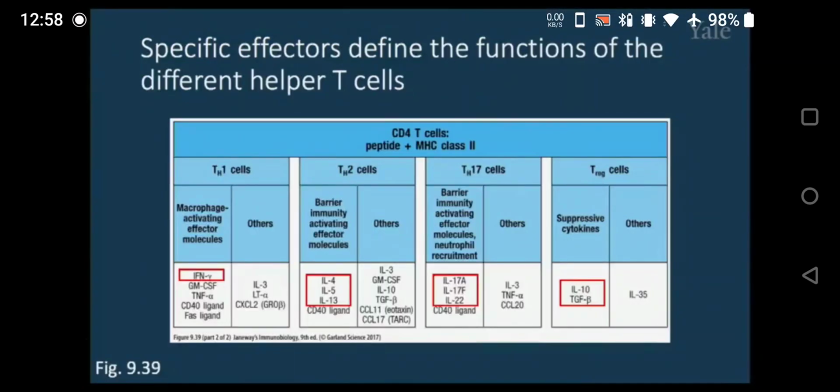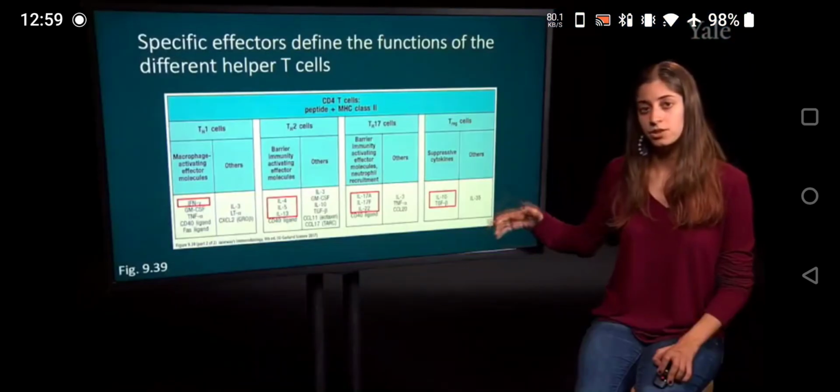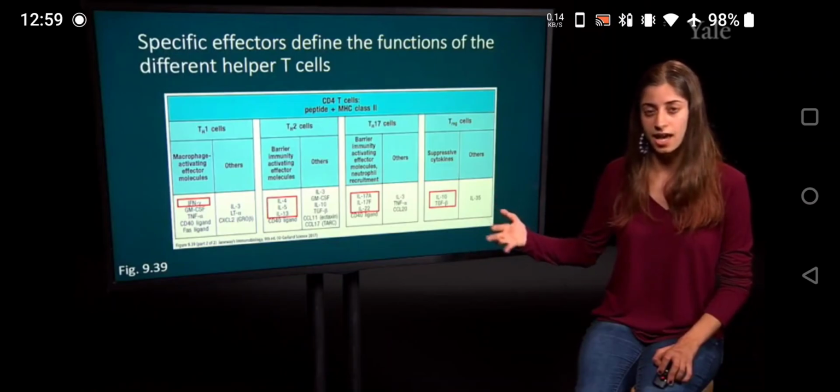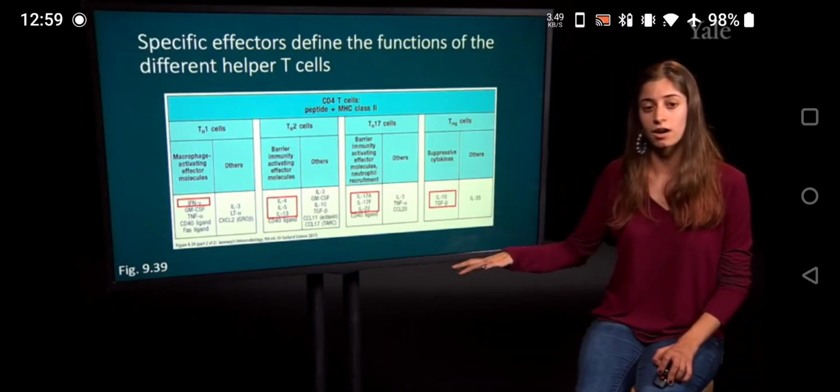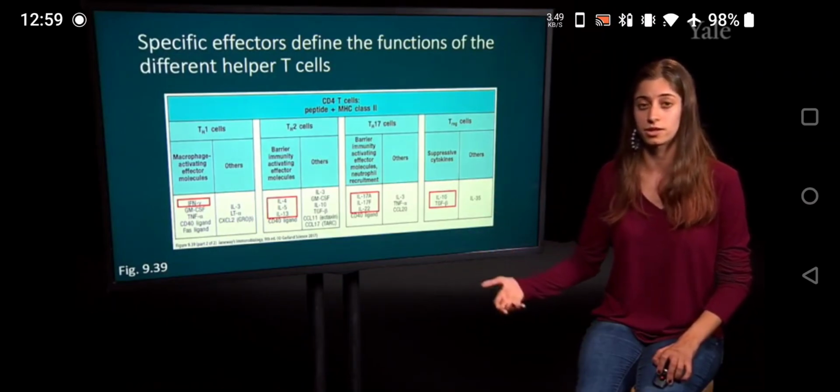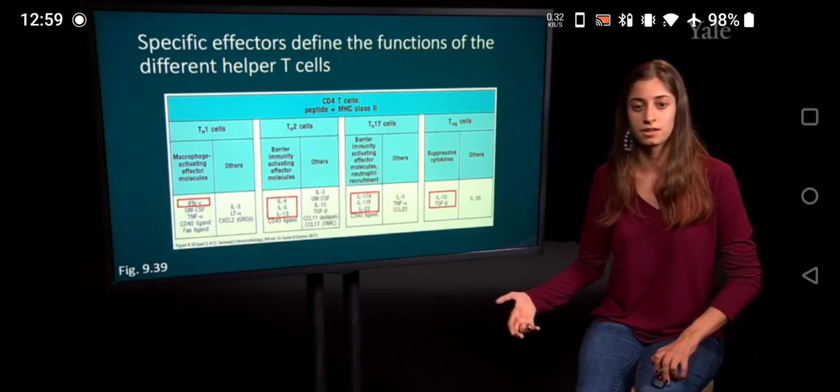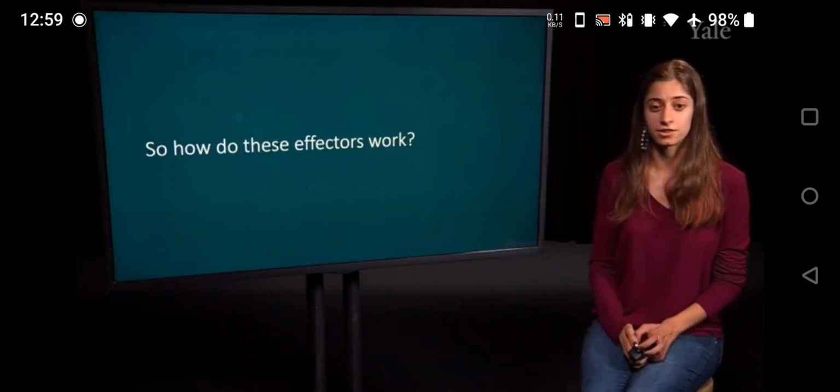Finally, T regulatory cells can secrete IL-10 and TGF-beta, which we know as canonical anti-inflammatory cytokines, as well as IL-35. You'll remember from the previous slides that IL-10 and TGF-beta are how we define T regulatory cells and their function. So how do these effectors actually work?